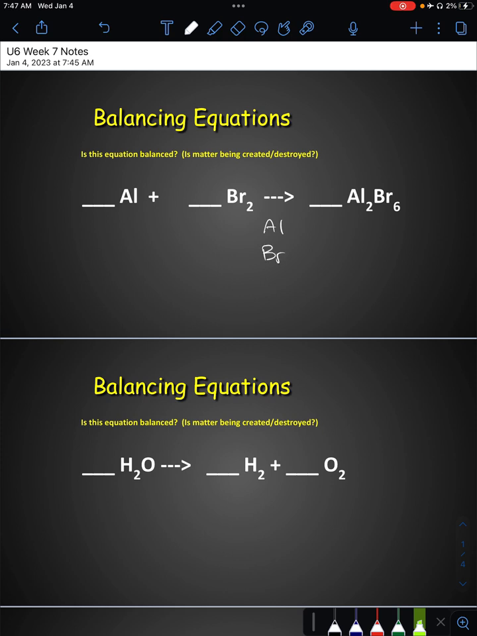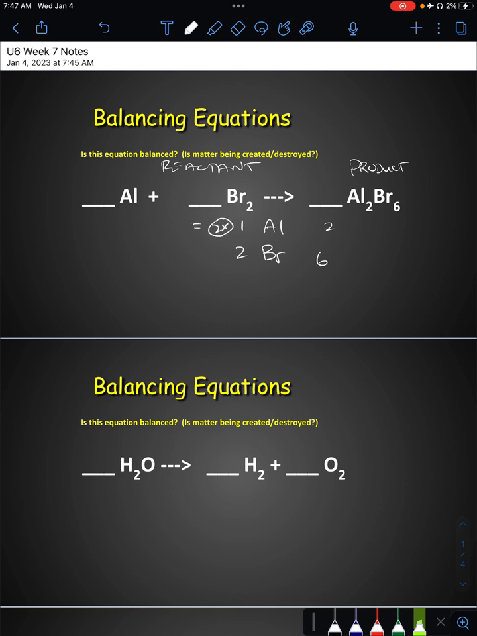On the left side over here, the reactant side, so this is our reactant side, we've got one Al and we've got two Brs. On the product side, we've got two Als and six Brs. So what I start to look at is, how can I get that Al to go from 1 to 2? So what I'm going to do is multiply that by 2.